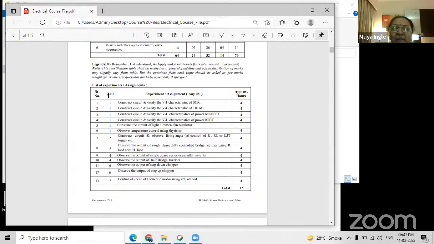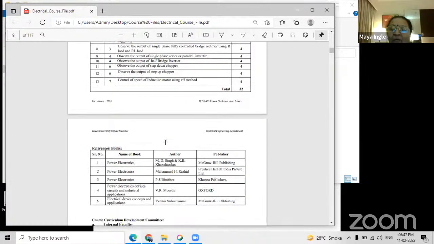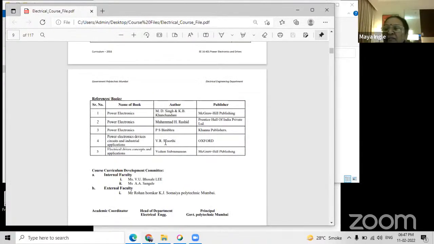So the list of experiments. Related to unit 1, how many experiments are there? 6 experiments are there. Related to unit 2, only 1 experiment is there. And approximately how much time is needed? You have to write it in this course file itself. You have to show how many total hours are needed to complete the list of practicals. Then very, very importantly, the textbooks and reference books, you have to write with the latest edition also.